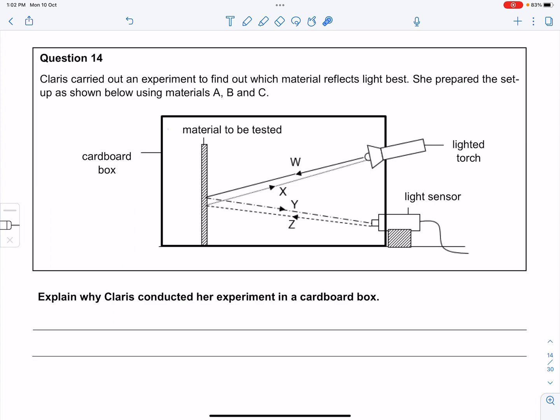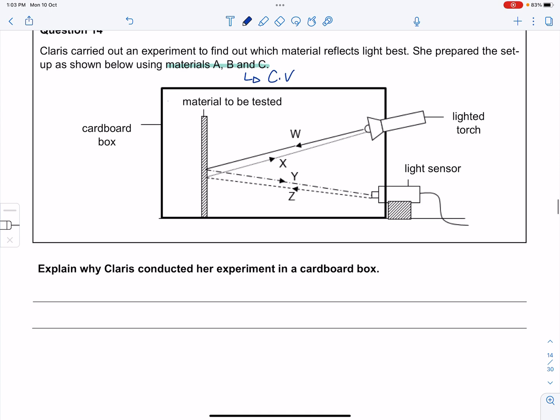Question 14. Clarice carried out an experiment to find out which material reflects light best. She prepared the setup as shown below using materials A, B, and C. So basically, your materials over here would be your changed variable, and everything else needs to remain constant. Okay? So explain why Clarice conducted her experiment in a cardboard box.